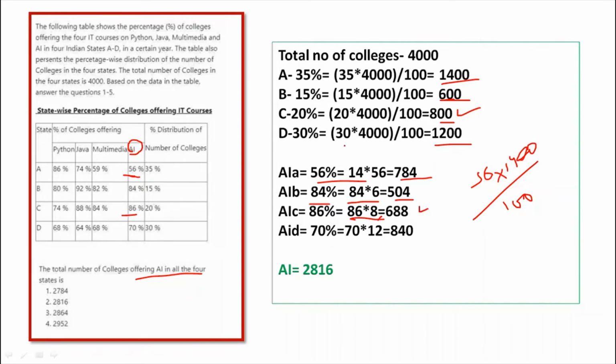For D, that is 1200, 70% of 1200, 70 into 1200 divided by 100. So 0 cancelled and we are left with 70 into 12. So we just multiply them and we get 784, 504, 688, 840. And after adding all of them, we get 2816, which is option number 2, the right answer.